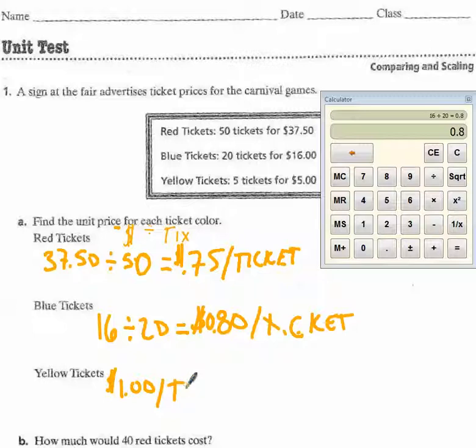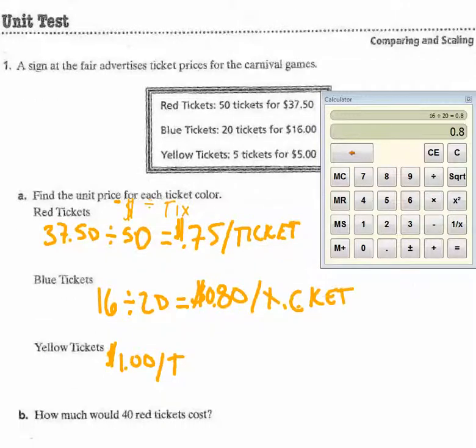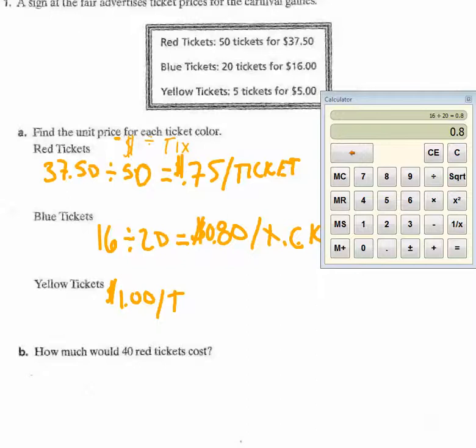So then how much would 40 red tickets cost? Well, if we know the cost of 75 cents per ticket, and we want to buy 40 tickets, you just multiply that together.